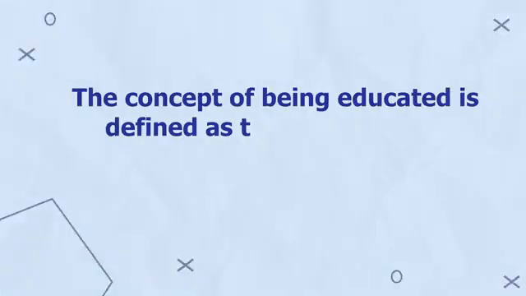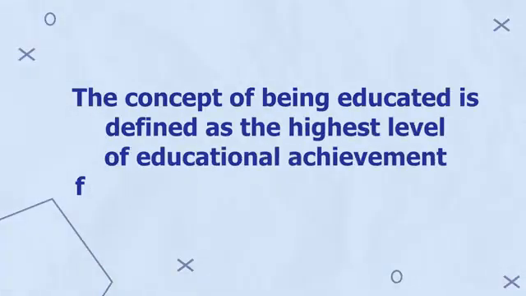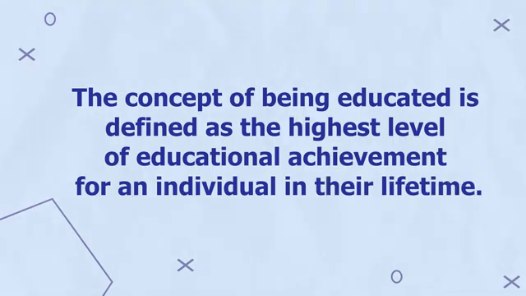For example, related to being educated, a qualitative researcher can provide the following conceptual definition. The concept of being educated is defined as the highest level of educational achievement for an individual in their lifetime. The main characteristics of a good conceptual definition are that the definition has to clearly describe indicators of a concept that will be measured. For instance, in our concept of being educated, it's evident that we are going to measure the highest level of educational achievement among research participants.